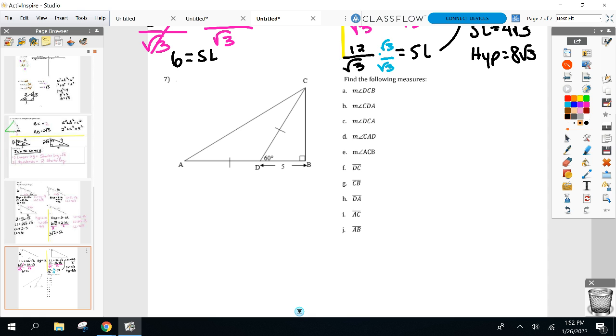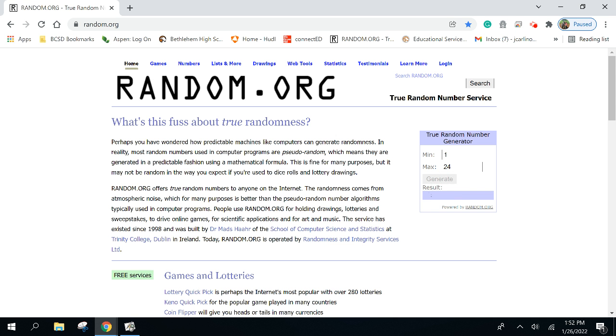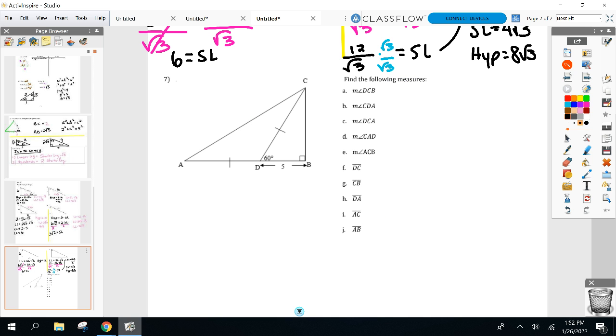I guess I got to call in a number. That's right. You guys just don't respond. 14. We don't have a 14, do we? 18. 30 degrees. 30 degrees. Good.